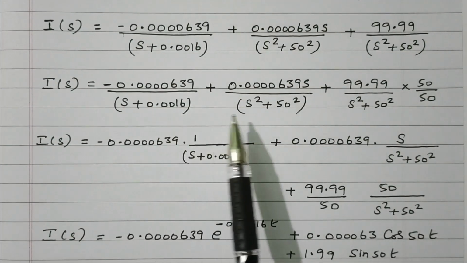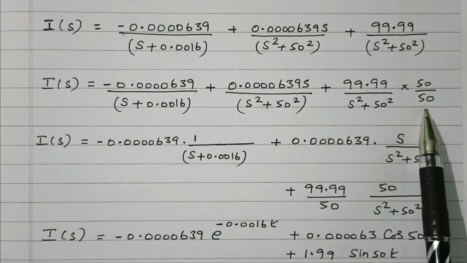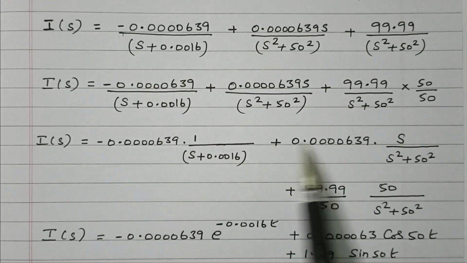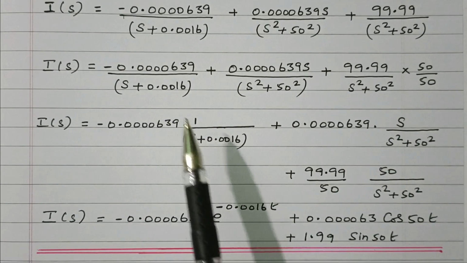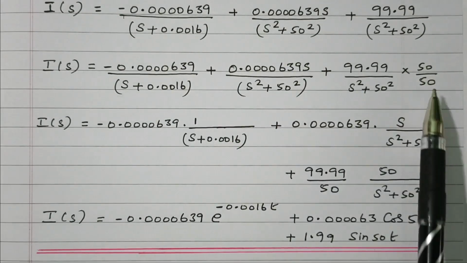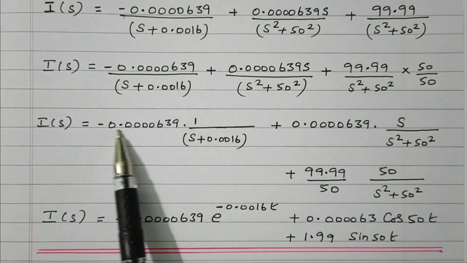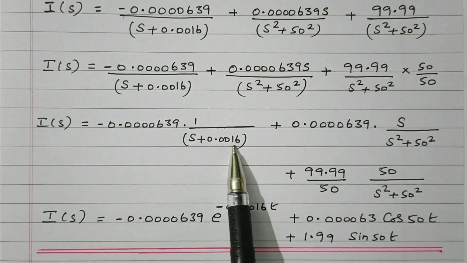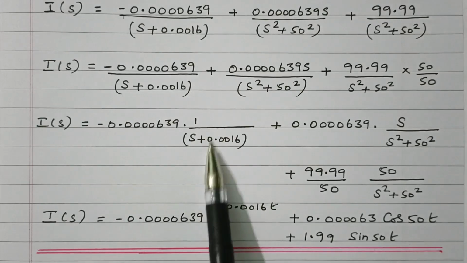So this is term 1, term 2, term 3, multiplied by 50 and divided by 50 in order to bring the standard form. So it is rewritten. All three terms are rearranged like that. So first we split, then we multiplied by 50 divided by 50. So this 0.0000639, minus, is a constant. We'll write 1 divided by s plus 0.0016. This is one standard form: 1 divided by s plus a. So that we wrote like this.